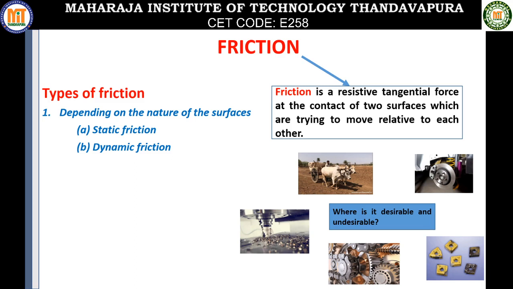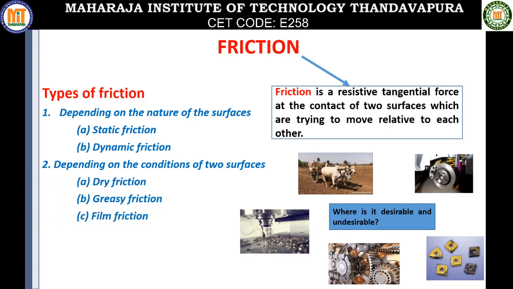Coming to the other types of friction based on the condition of the two surfaces, I have dry friction, greasy friction and film friction. Here in dry friction, whenever there is no use of lubricant or oil or grease between the relatively moving surfaces, then I call it dry friction. Okay. In greasy friction, when I try to separate the moving surfaces by adding a very thin layer of lubricant between the moving surfaces, I call it skin friction or greasy friction.